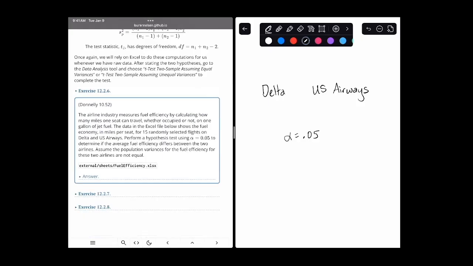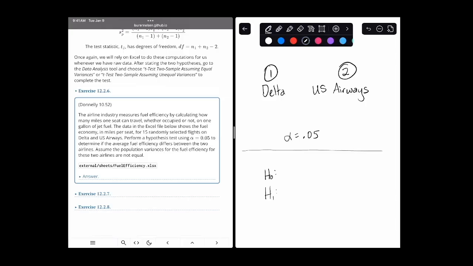So that means we can use the data analysis tool, and we want to be able to do that. So let's try to figure out what our hypothesis test would be. We want to figure out our hypothesis statements, our null and our alternative, and say something about the average fuel efficiency and how that compares between the two airlines. I should decide what's population 1 and what's population 2, and we get to choose here. Let's choose Delta to be population 1 and US Airways to be population 2.